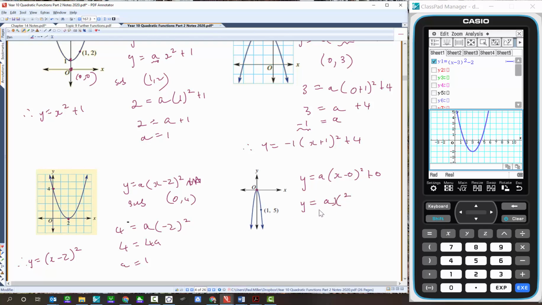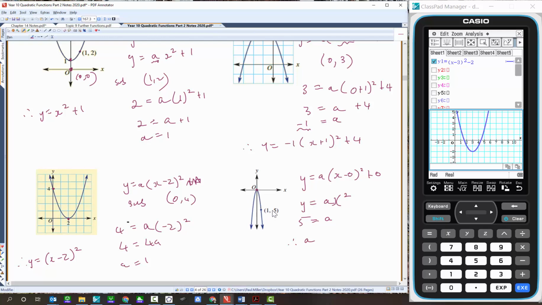All right, let's sub in this point here, so that's 5, and 1 squared is going to be 1, so it's just a. So our equation is y. Okay, so this is obviously a mistake because, why do I know? Our a value is positive and we've got an inverted parabola here. So what's wrong with this picture?